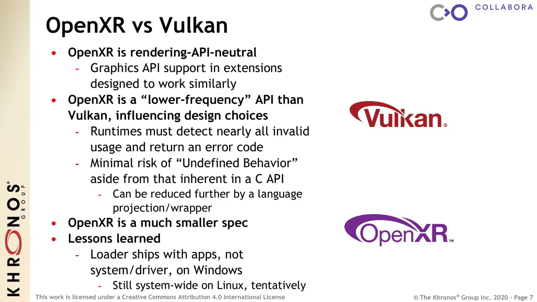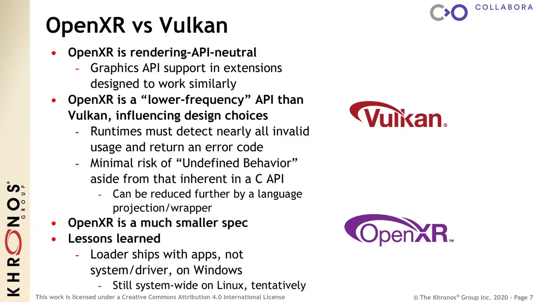One major design difference between OpenXR and Vulkan is that OpenXR is a lower frequency API. So you're not executing hundreds or thousands of OpenXR calls per frame. You might have a handful of calls. Eliminating all argument checking overhead is not necessarily required for performance in OpenXR. As a result, runtimes for OpenXR are required to detect nearly all invalid usage and return an error code.